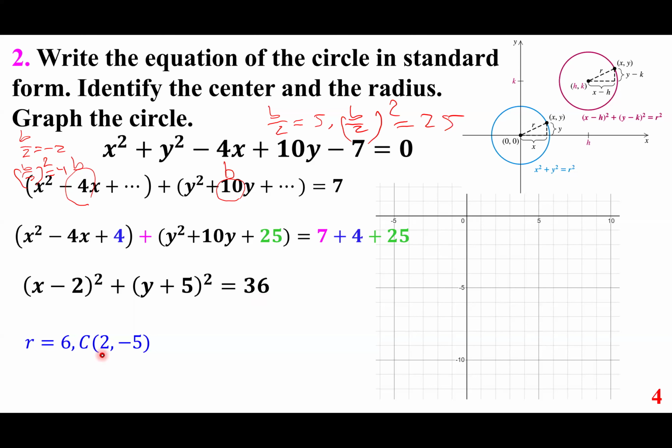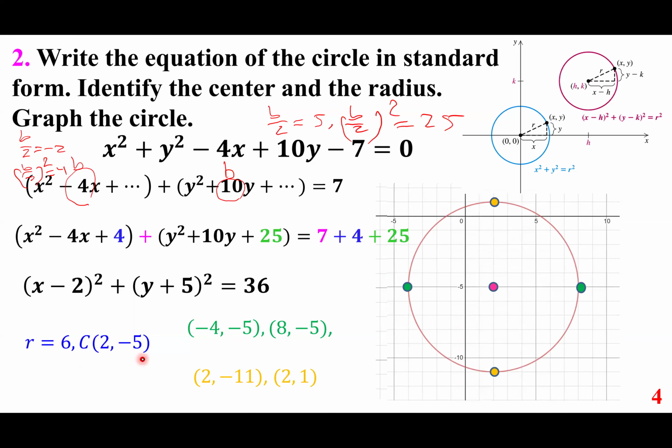So we locate the center, 2 to the right, 5 down. And then from there, you go units to the right and left. So to the right and left of this point, 6 units, my apologies, r is 6. So 2 plus 6 becomes 8, 2 minus 6 becomes negative 4. And going back to the center, up and down by r units, meaning 6 units. So if you go up, it becomes 1. If you go down, it becomes -11. Put them together, that's the graph.